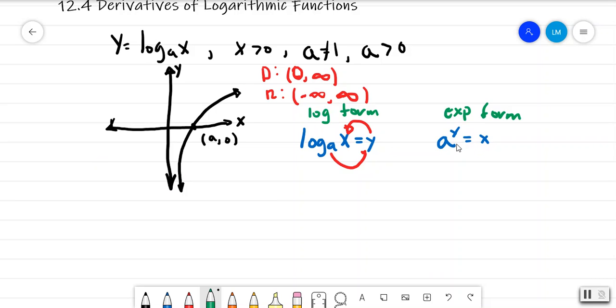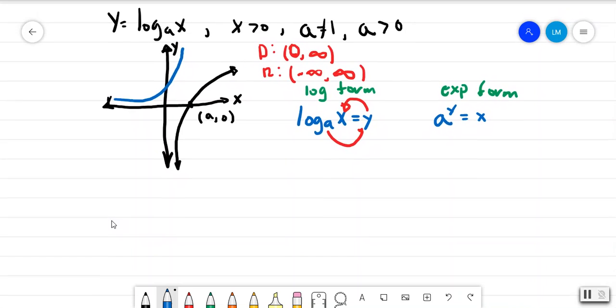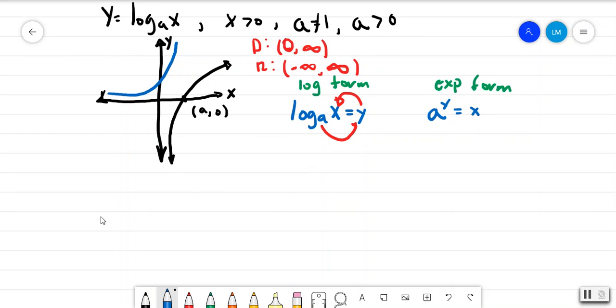Because it's kind of the opposite of the exponential form, if I was to graph the exponential form, you would see that it looks something like this. So if this one is moving at a faster rate, then that means that this one is moving at a slower rate. So this actually increases at a much slower rate as opposed to the exponential function. That's just a little detail you can take with you about derivatives of logarithmic functions.